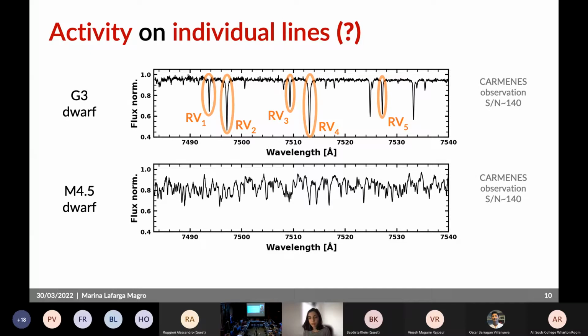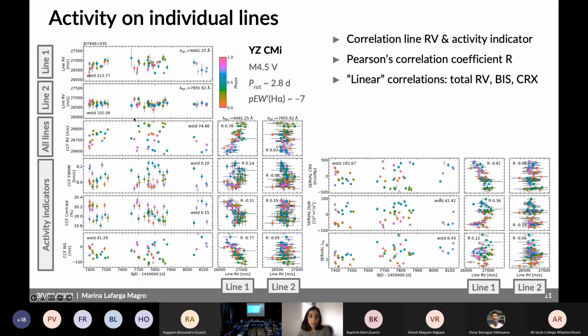well with M-dwarf stars. And what you do with the CCF, you basically have a mask where you have isolated your stellar lines, and this still works. We wanted to give it a go and try the line-by-line approach also with M-dwarf stars. So I'm showing again here results. The data that we used in this case is again YZCMI, this nice active star that shows a very clear activity signal at its rotation period.